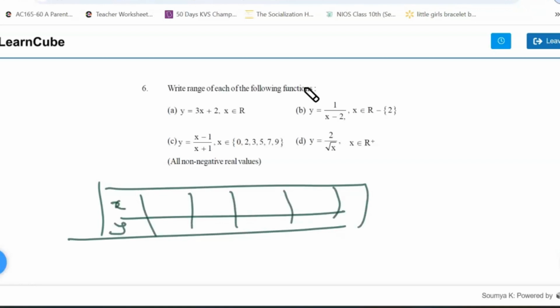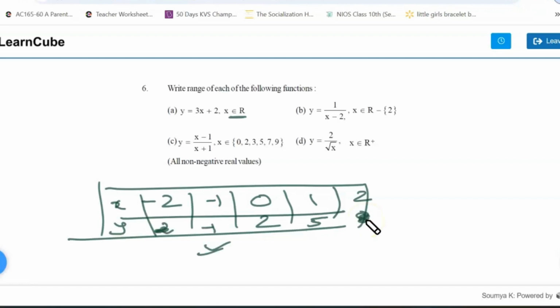Write x and y here. Substitute the value of x according to the given condition. So all real numbers. So let's take 0, 1, 2, minus 1, minus 2. If it is 0, value is 2. If it is 1, it is 5. If it is minus 1, it is minus 1.